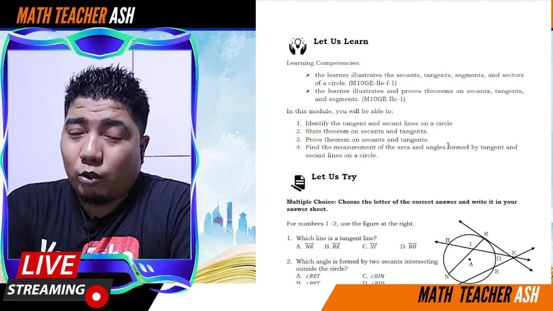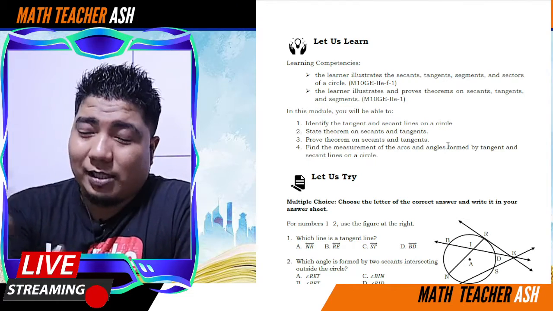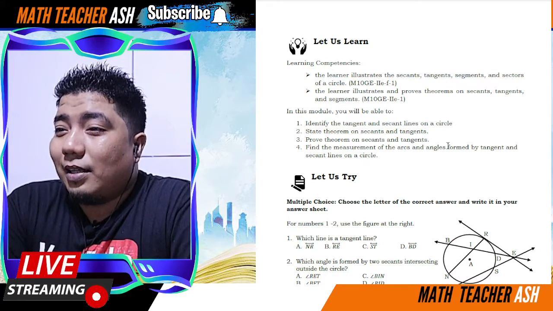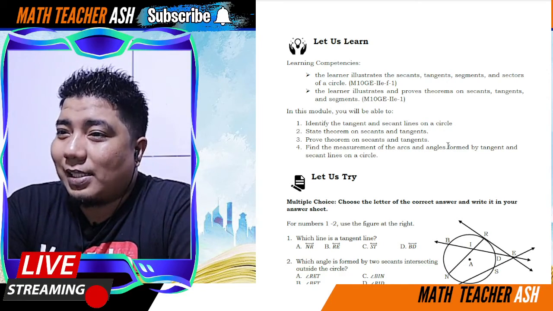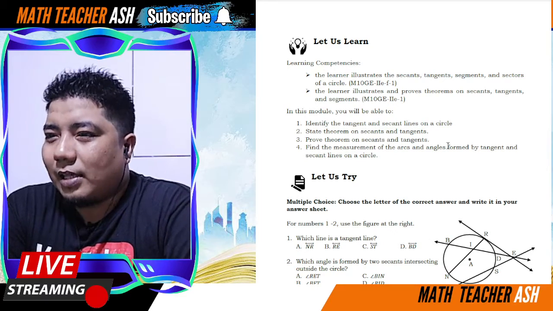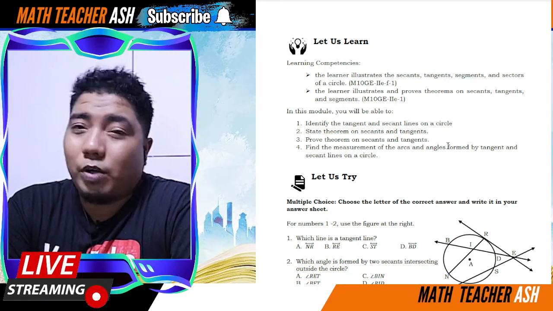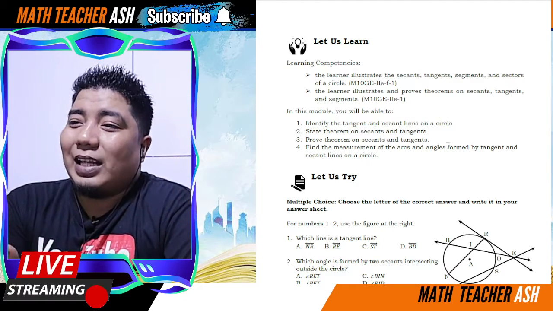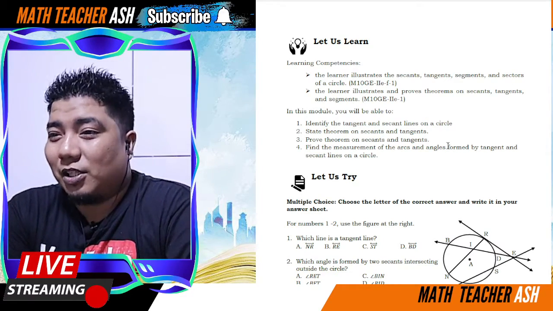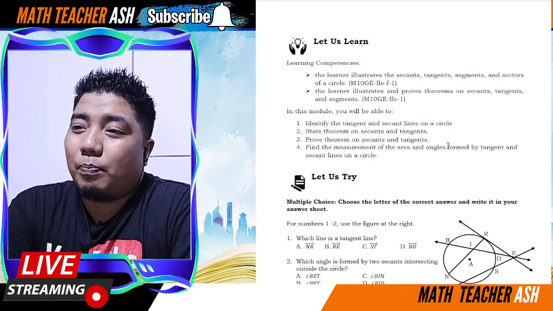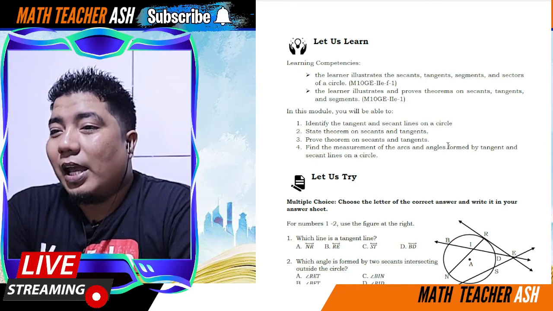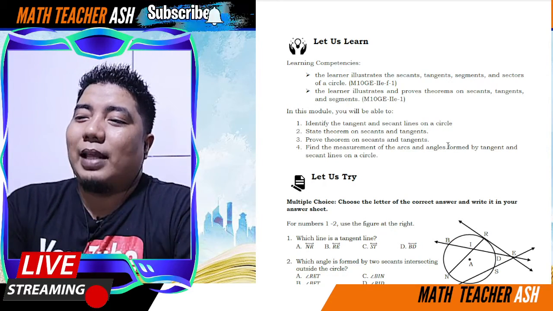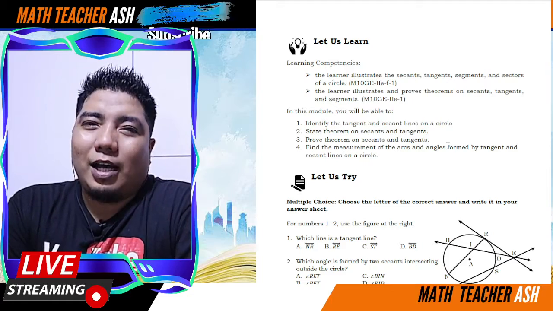the things that we need to acquire in this module are, we need to illustrate the secants, the tangents, the segments, and sectors of a circle. Next is we have to illustrate and prove theorems on secants, tangents, and segments. Specifically, we will identify the tangent and secant lines of the circle. Second is to state and prove theorems on secants and tangents, and find the measurement of arcs and angles formed by a tangent and a secant line on a circle.